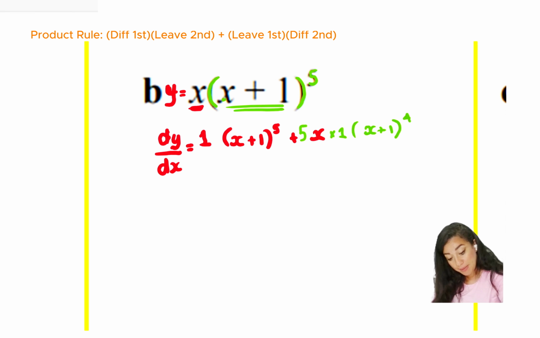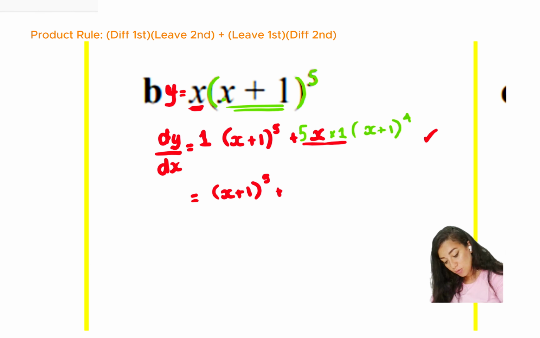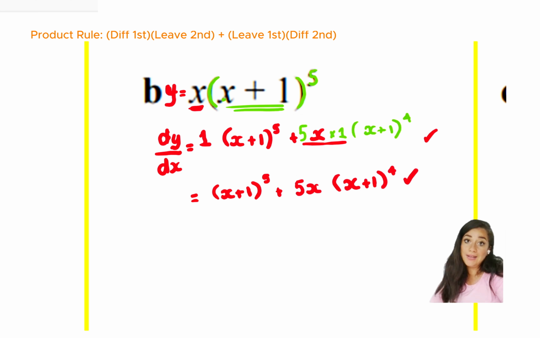Now I just want to clean it up a bit. So I end up with x plus 1 all to the power of 5 plus 5x times 1, which is 5x. And then I've got my x plus 1 all to the power of 4. And that's it. I'm done.